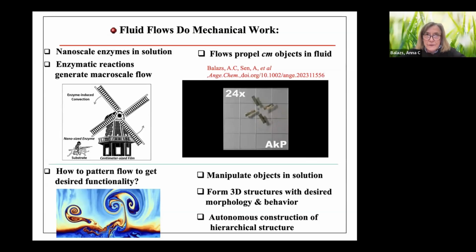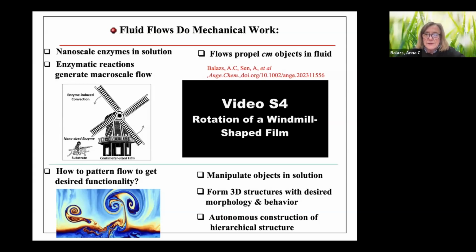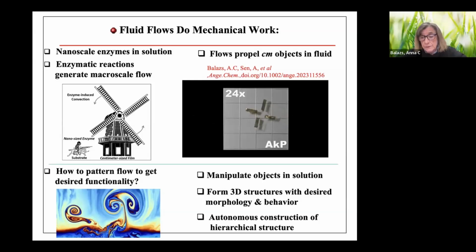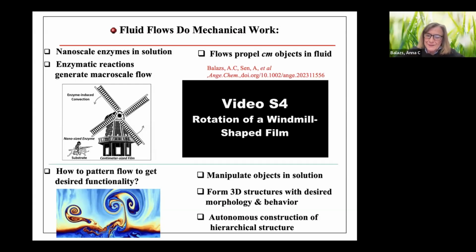So all of this builds on, and I think you've had a Yushman Sen talk in your series, and Yushman Sen found that nanoscale enzymes in solution can generate these fluid flows, and the fluid flows are quite extensive. And so he's looked at, and we both did, this is a paper we wrote jointly, with a centimeter size object, and the fluid flow generated by the nanoscale enzymes is sufficient to generate the flow to move this around.